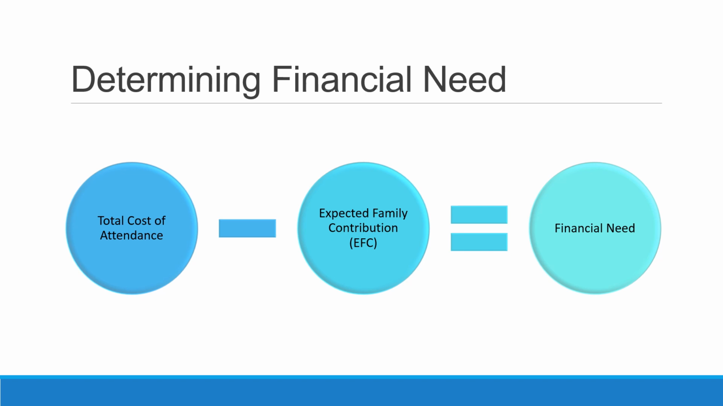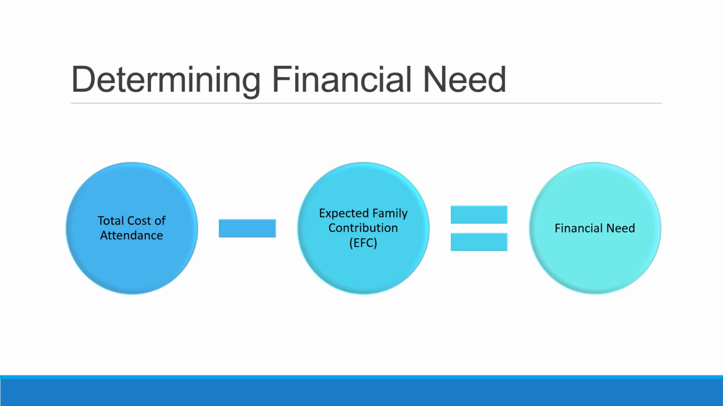Now that these 2 important components are understood, determining your student's financial need is a simple equation. Cost of attendance minus expected family contribution equals financial need. The college or university where your child is interested in enrolling will try to help meet your child's financial need through the various types of available financial aid.